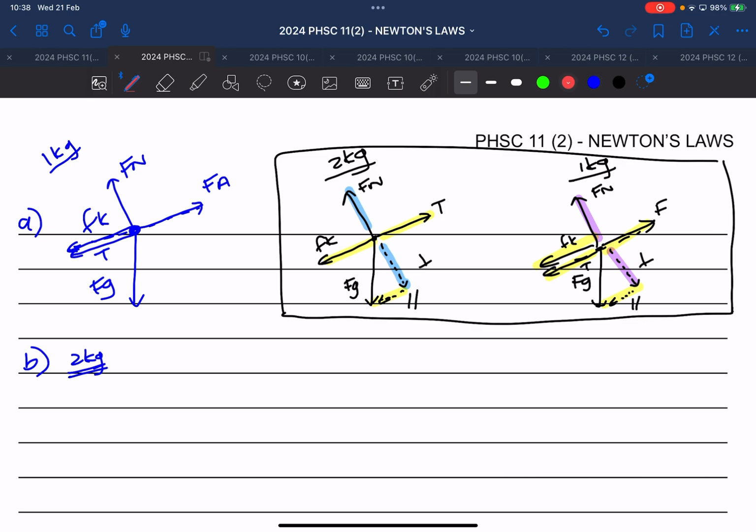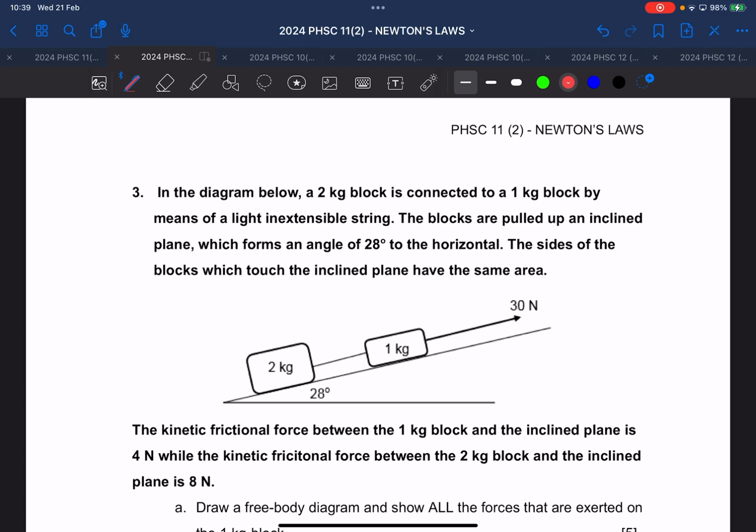Now, something that I forgot to write there when I copied it is the whole system accelerates up the incline. For the practical, it's fine, if we just have to do something. But the test is different. So I'm not giving you the acceleration. I'm just telling you it is accelerating up the incline.